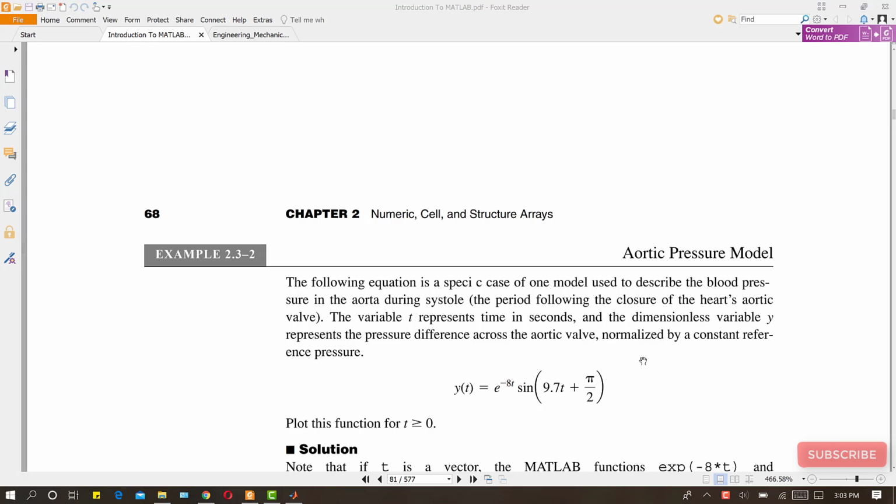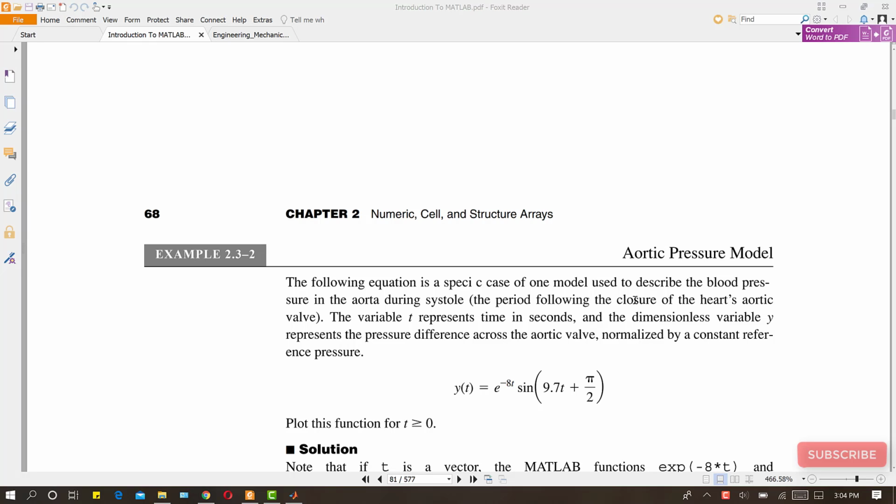Now in today's lesson we are going to solve this problem. This is an example from chapter number 2. In this example we are given an equation for the pressure difference across the aortic wall. The problem says that the following equation is a specific case of one model used to describe the blood pressure in the aorta during systole.